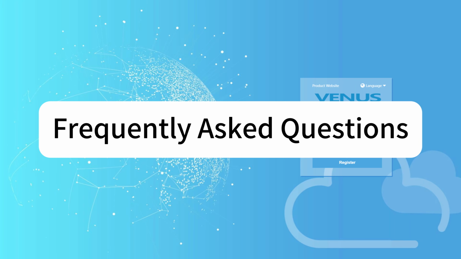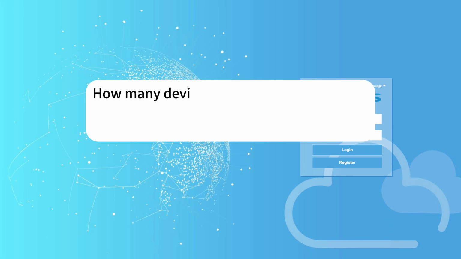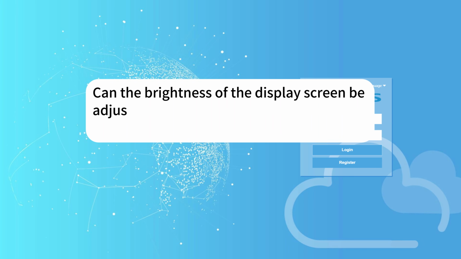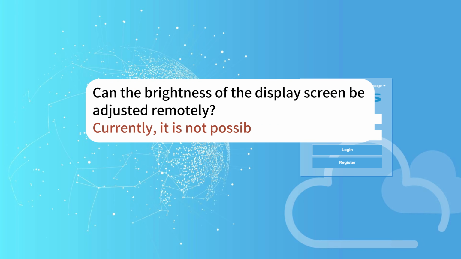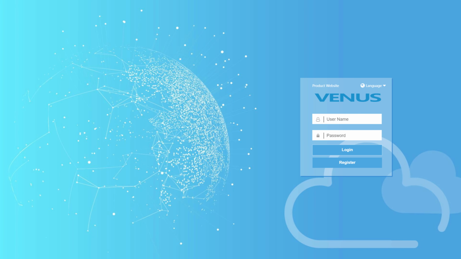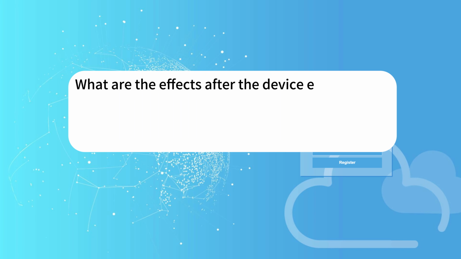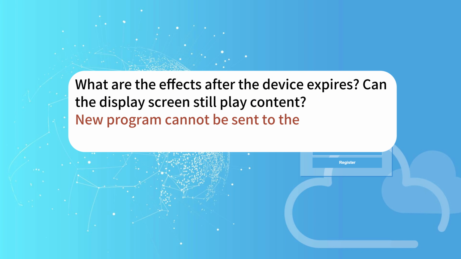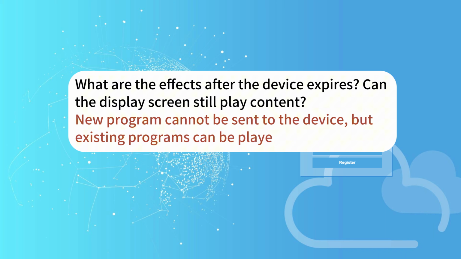Frequently asked questions. How many devices can a user bind at most? Currently, an account can bind up to 10 devices. Can the brightness of the display screen be adjusted remotely? Currently, it is not possible. What are the effects after the device expires? Can the display screen still play content? New programs cannot be sent to the device, but existing programs can be played.